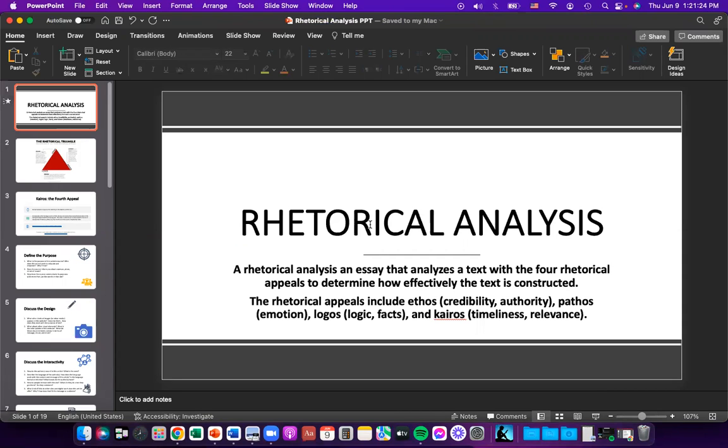So you're thinking about ethos. How does it use credibility and authority? Pathos. How does it appeal to emotion? Logos. How does it appeal to your sense of logic?